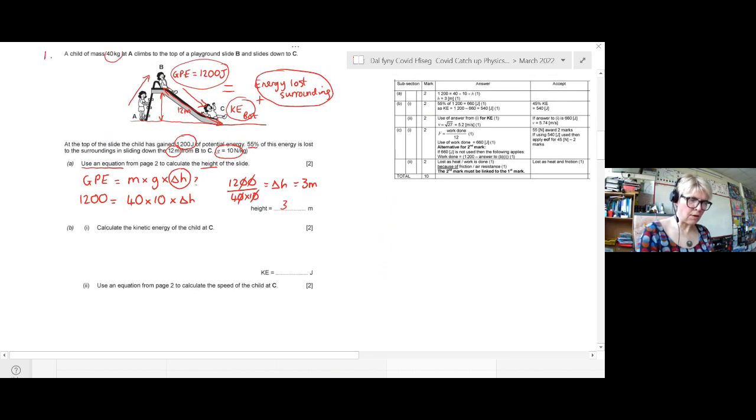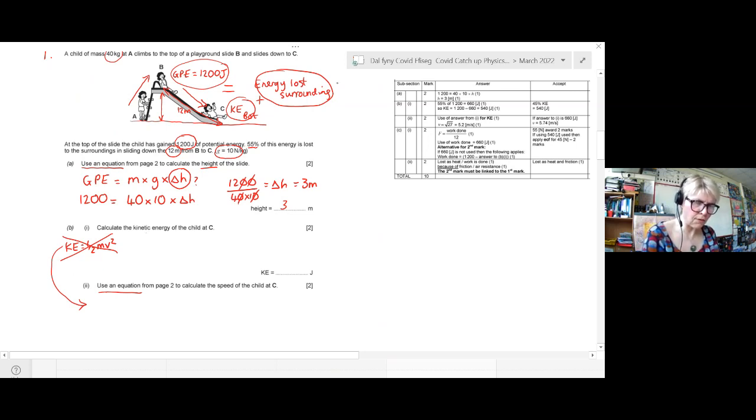Now, given that you've sorted out what the energy changes are, calculate the kinetic energy of the child at C. Well, I don't have the velocity, all right? I have the mass, so I can't just jump to kinetic energy equals half mv squared here. And nor does it ask you to use an equation. So perhaps we might have to use that equation further down. But you're going to have to use this idea that energy is conserved and converted from one form into another for the next part.